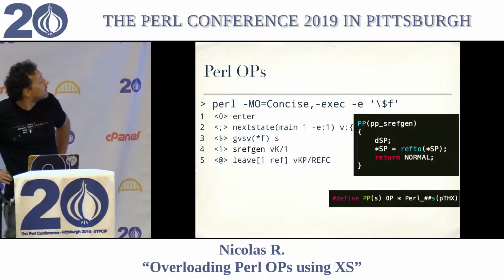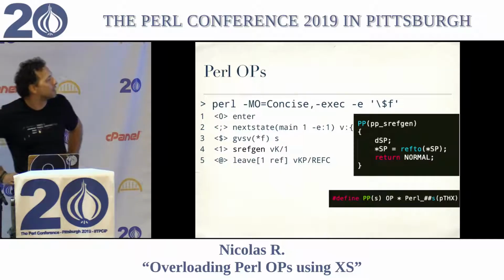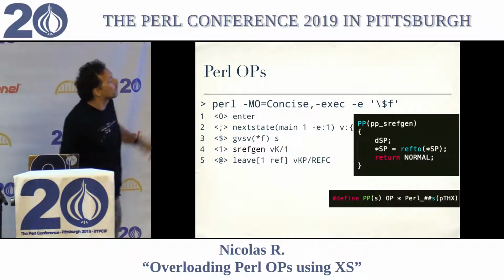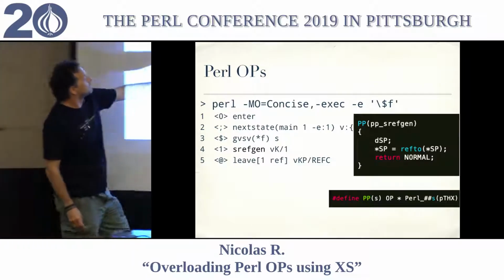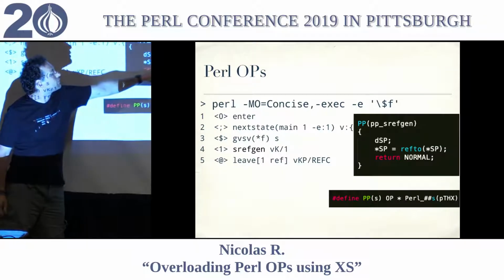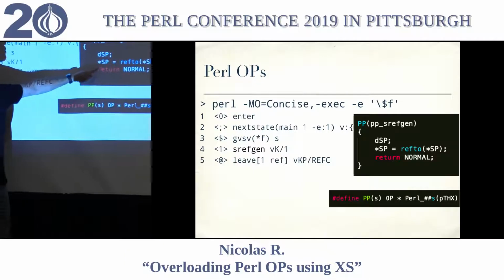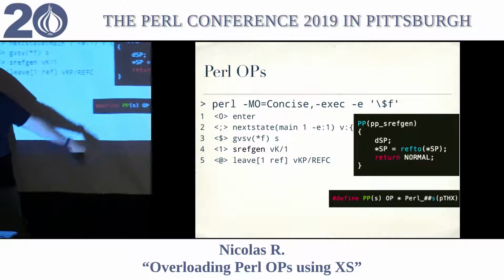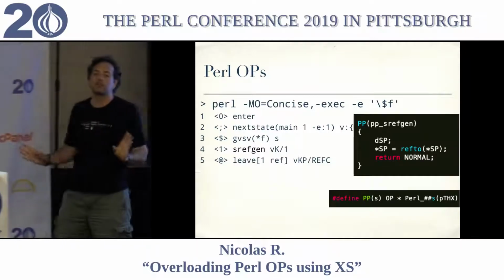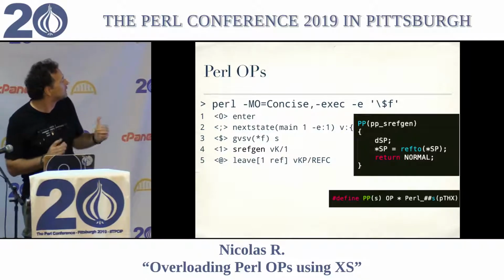So here is the code for the op to get a reference on something. Mainly you get a pointer on your stack, and you create a reference, SvRV, to that stack pointer, and you store it back to the stack, and then you can return. That's the easiest op you can find in Perl. I could not find any simpler than this.